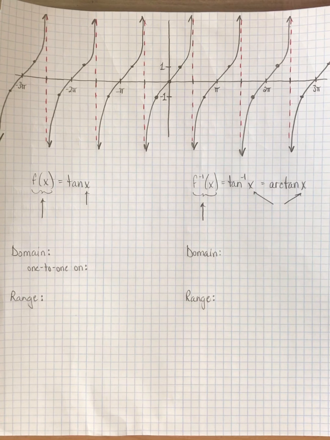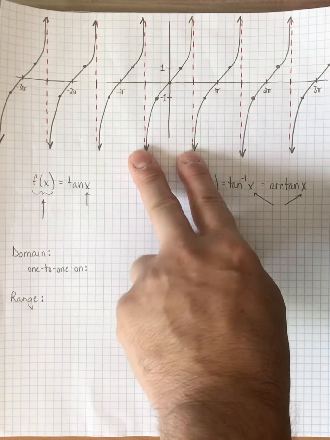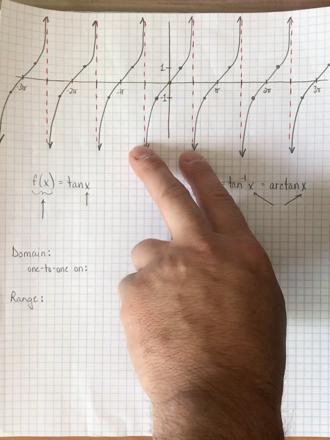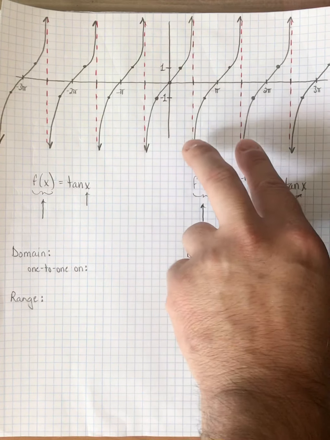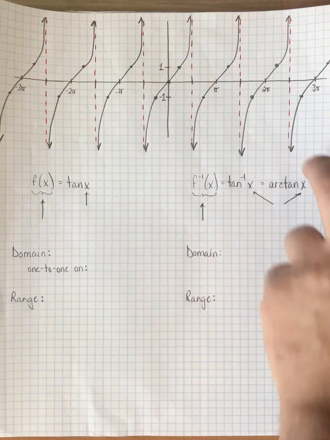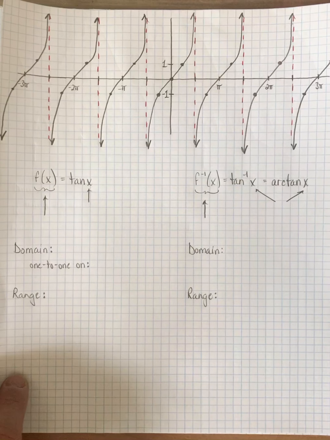Like all of the trig functions, this is a periodic function, which means it repeats itself on intervals of fixed width. So we have an interval from negative pi over 2 to positive pi over 2. That is a total width of pi. And then the same behavior repeats over and over again on intervals of the same width.